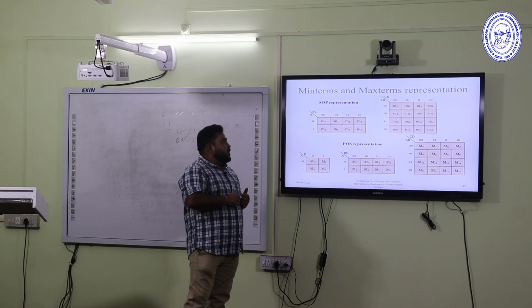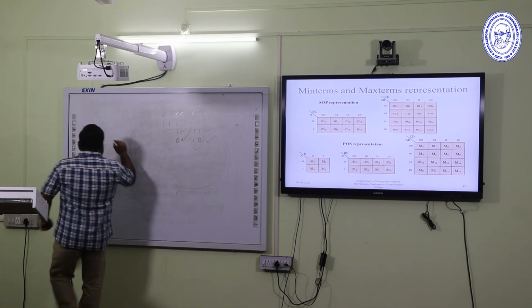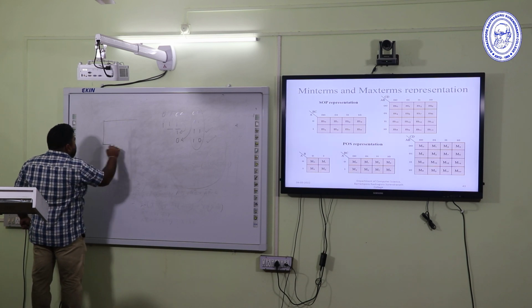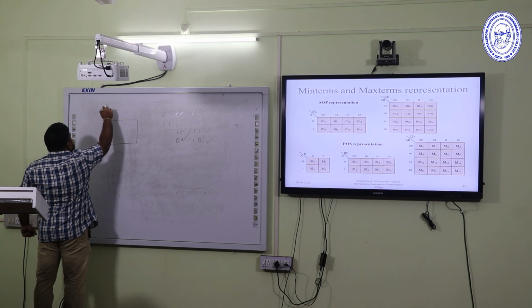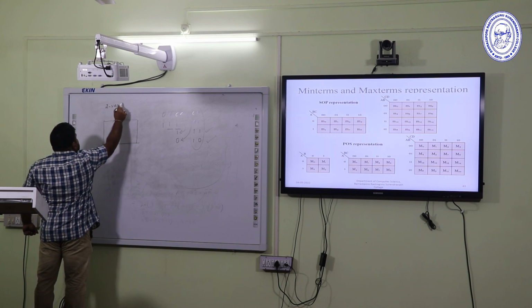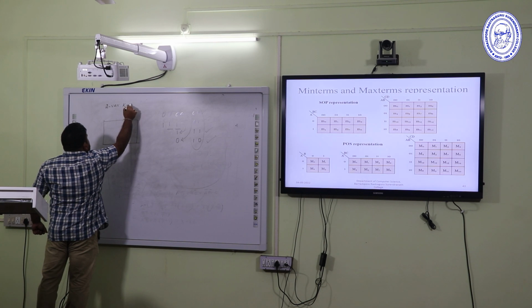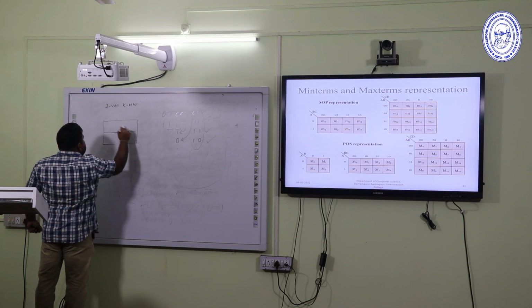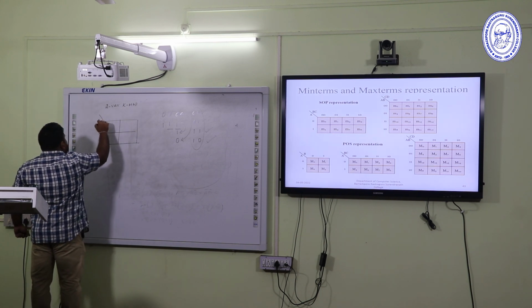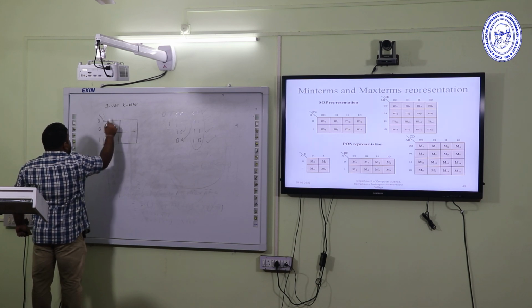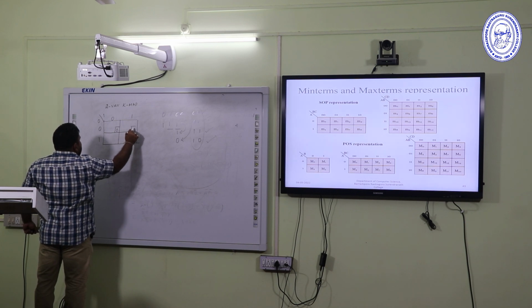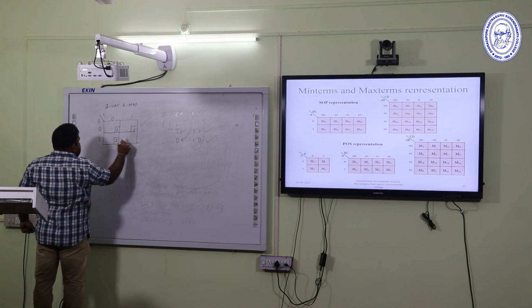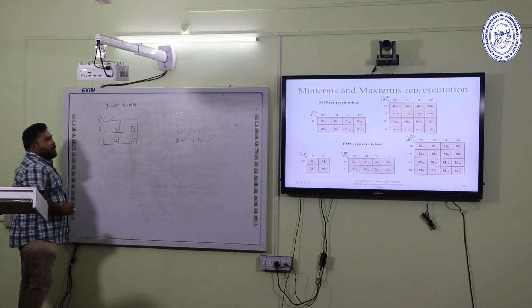So these are the SOP representation and POS representation of K-maps. K-maps are like that. Sorry, I am writing the first two variable K-map, or Karnaugh map. This is two section. This is 0, this is 1, this is 0, 1, this is 0, 1. The value is 0, value is 1, value is 2, that is 3. This is a two variable Karnaugh map.